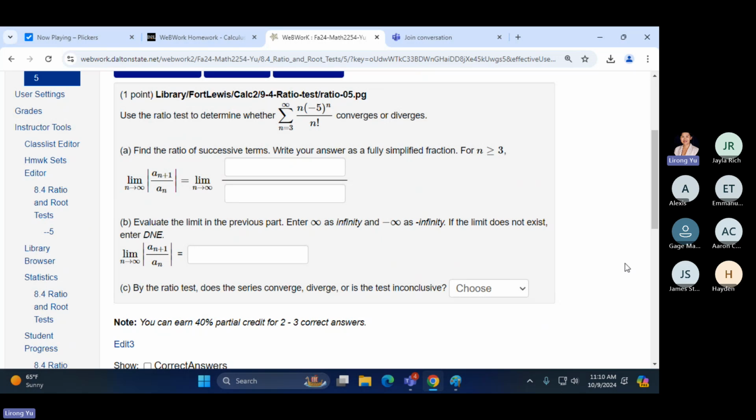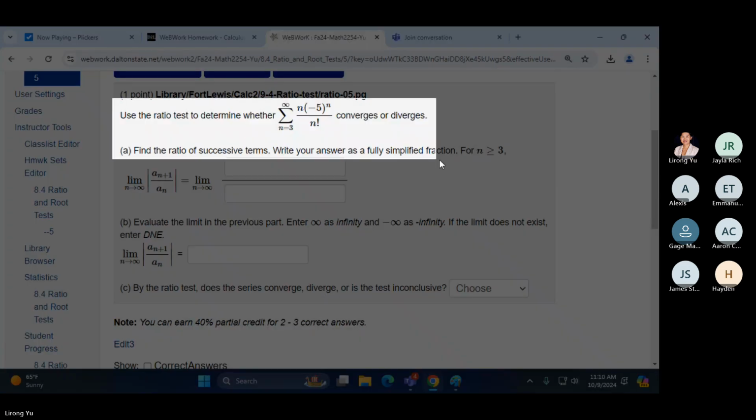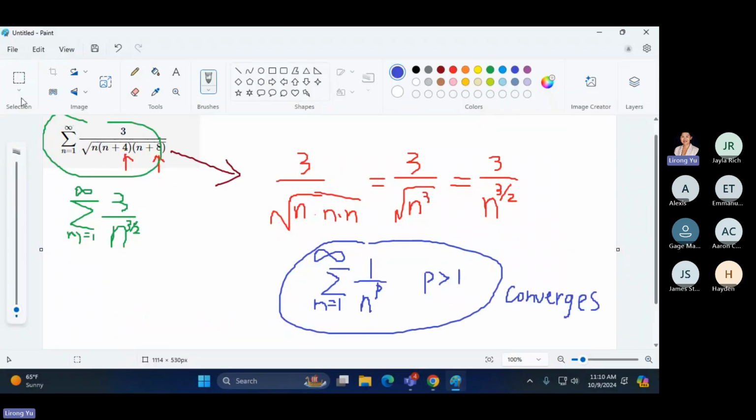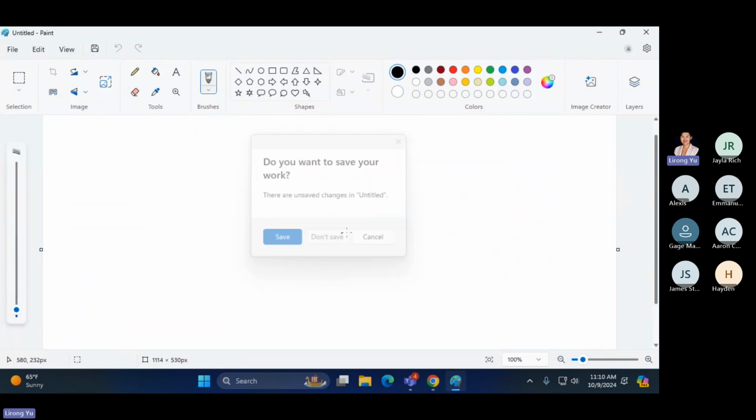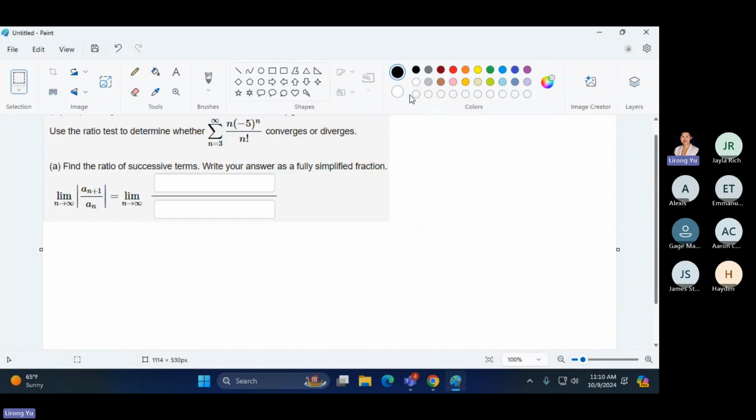The first thing is to write a_(n+1) over a_n as a simplified fraction. So here we're going to do that first. Let's start that part. Just finish A first, and I'm going to think about the calculation. The one that we are calculating is this. We don't have to worry about the negative sign, so we're just going to do the positive sign. So we have a_(n+1), and you can just write a_n first. We don't have any sign because we're taking the absolute value here.